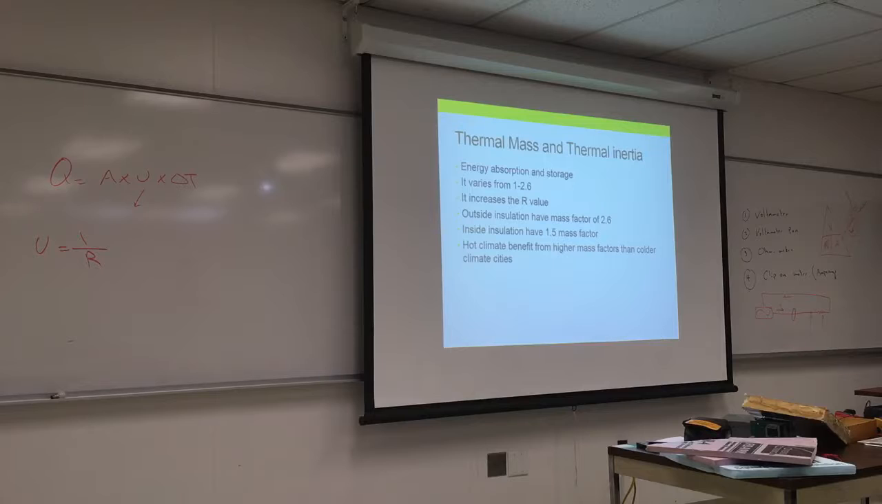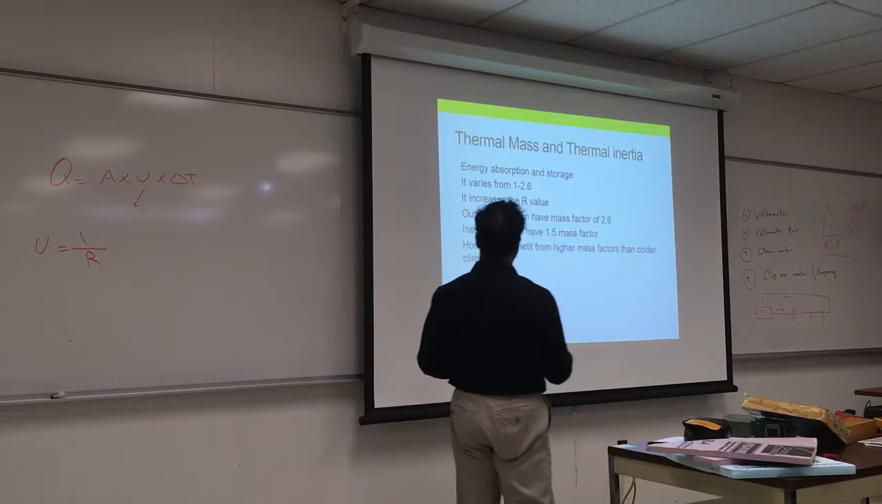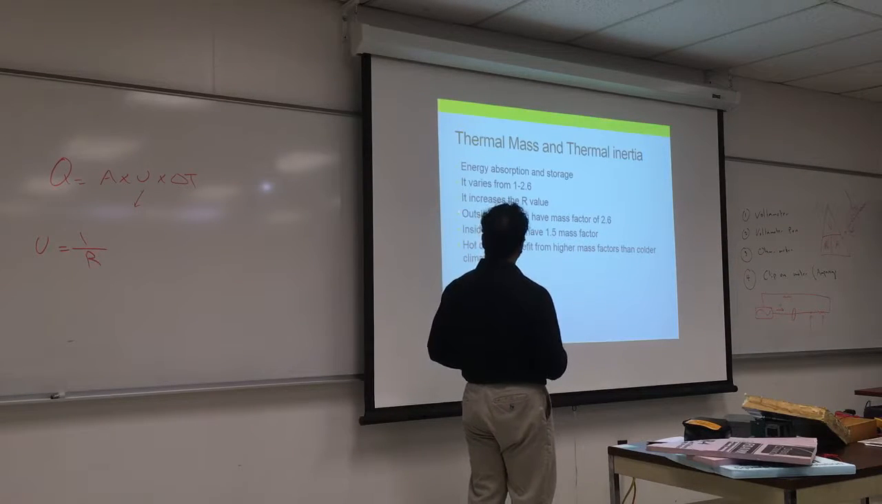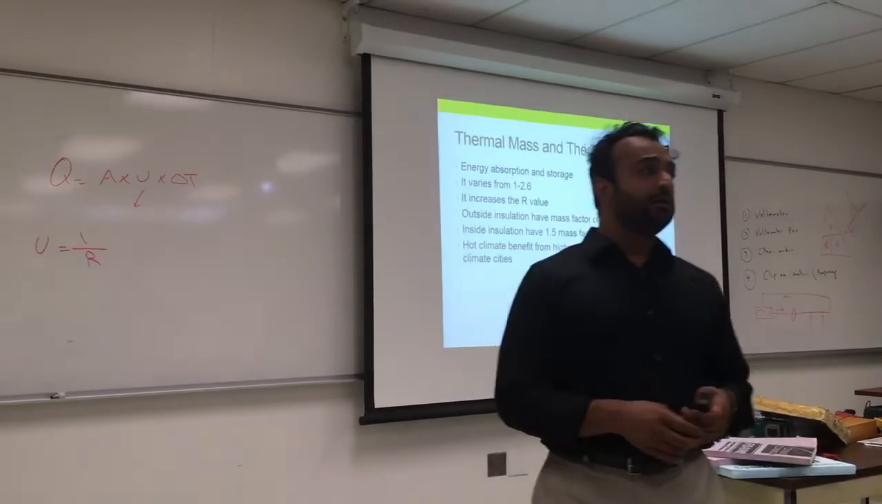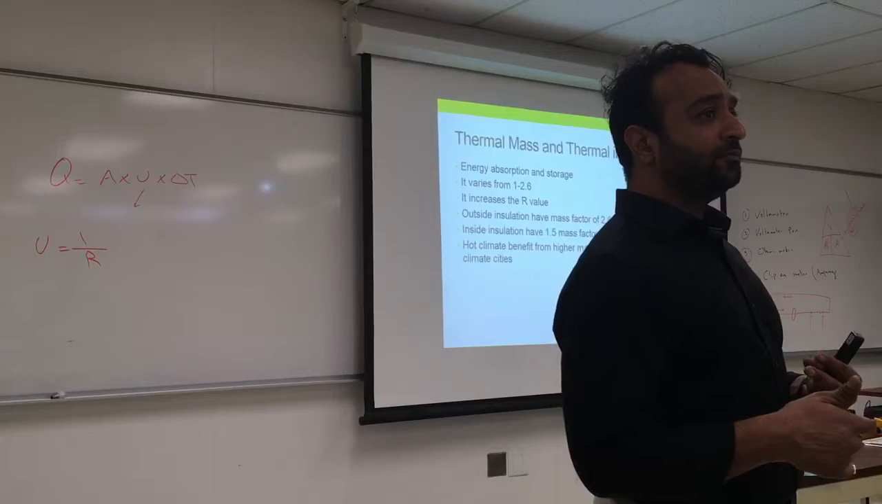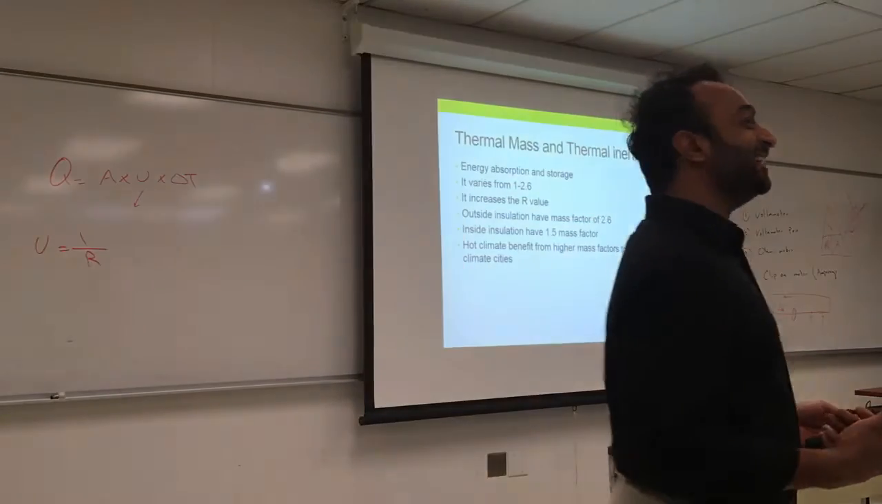The low grade pots, usually very thin, made out of stainless steel or aluminum, give off heat quickly back and forth, which is good for some types of cooking. If you want to do some sauteing, you need a lot of fast thermal inertia. It has a number between 1 and 2.6. You don't have to remember that. And it increases the R value. So brick will take a lot of time to heat up, which means it has a lot of resistance, but the heat's not going to go through it very fast.